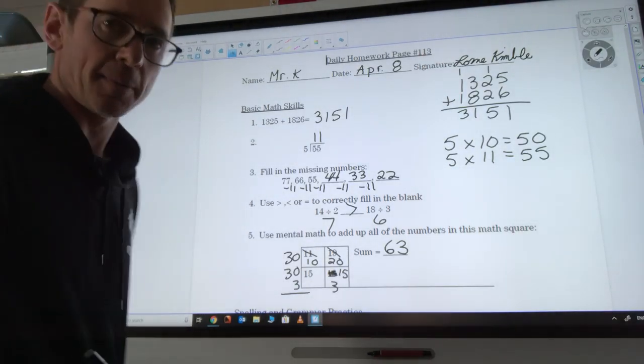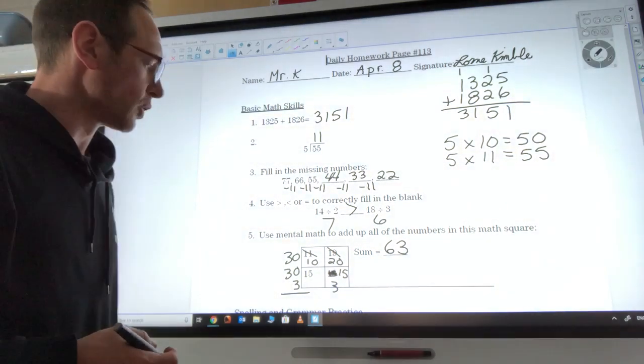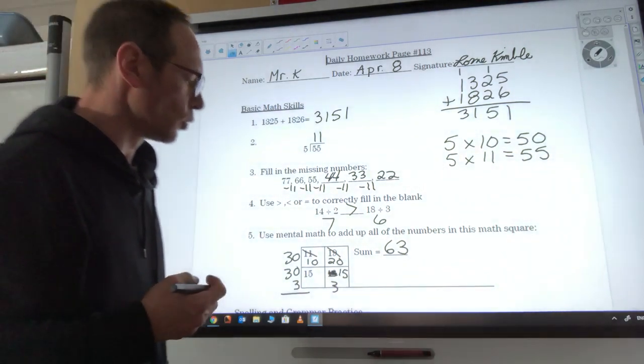Don't forget to do your Lexia practice, 10 to 20 minutes today. And don't forget to write down what you read and what you learned.